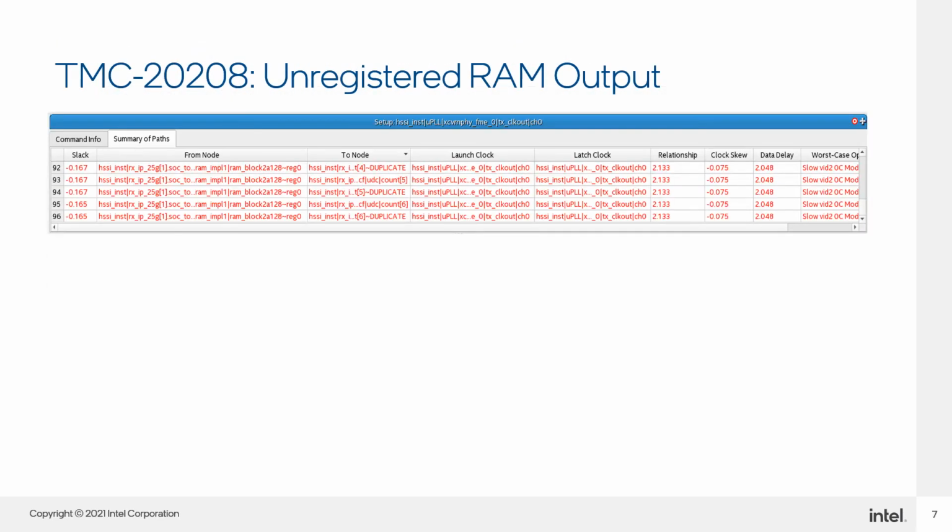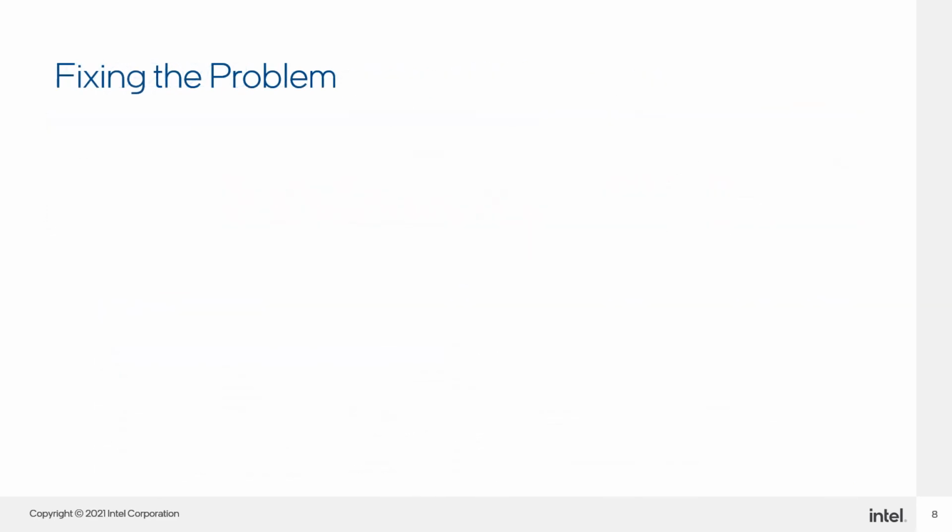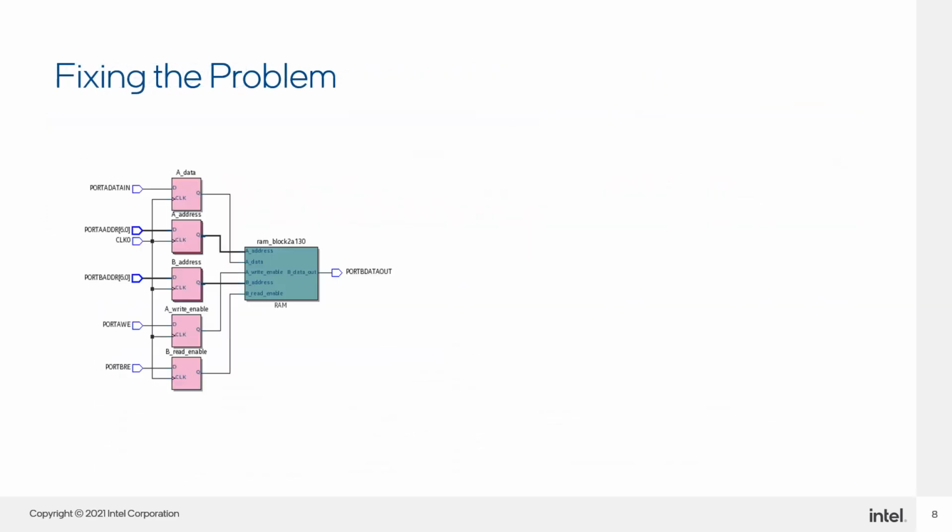Now, what if we have a tool that does all the steps mentioned previously in the background and tells us exactly what and where to fix the problems? This is where these timing closure related rules that come with the Design Assistant tool become extremely useful. With the problem now being identified, users can now proceed to fix it, in this case registering the output of the RAM block.